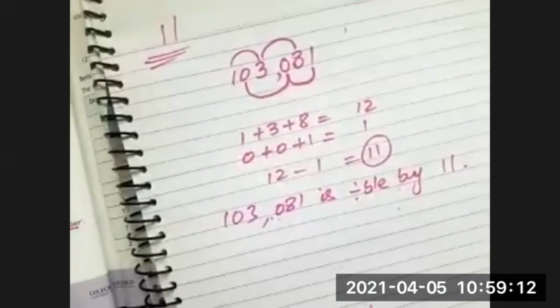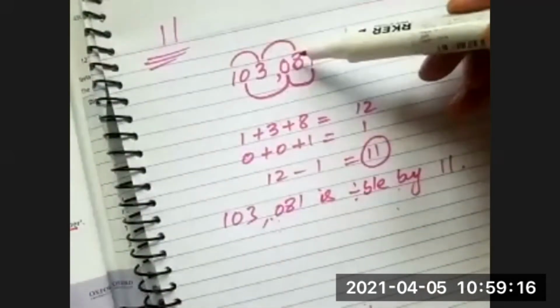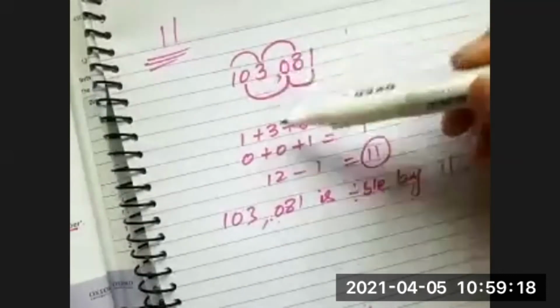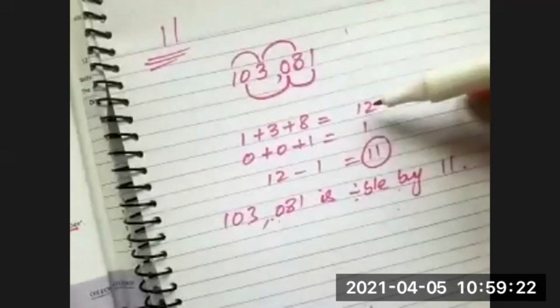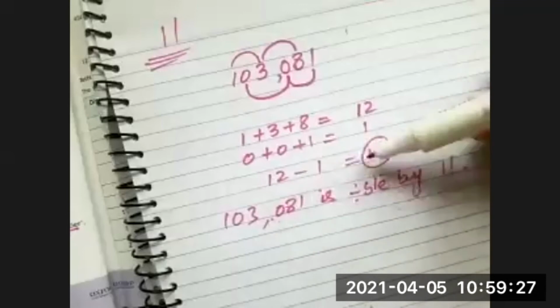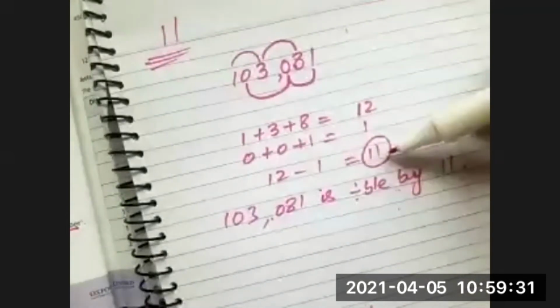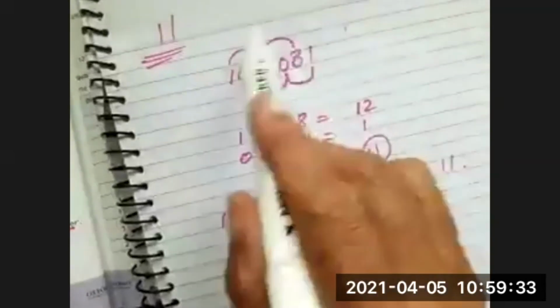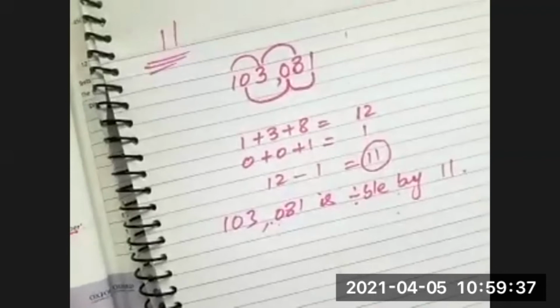So you will first find the alternate digits in the number and then add up the alternate digits, and with the answers you will do the subtraction. 12 minus 1 gives you 11. If there is 0 or 11 in the answer, you can say the whole number given to you is divisible by 11, otherwise the number is not divisible by 11.